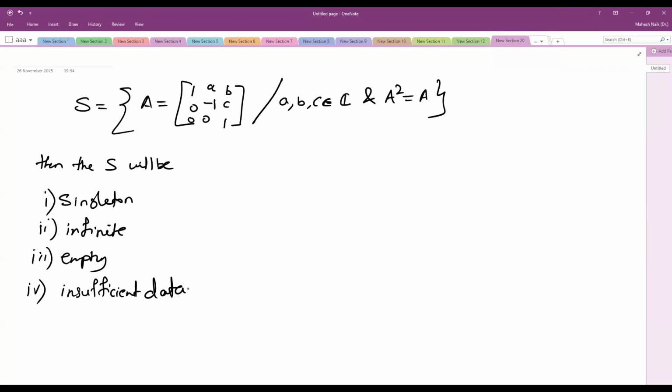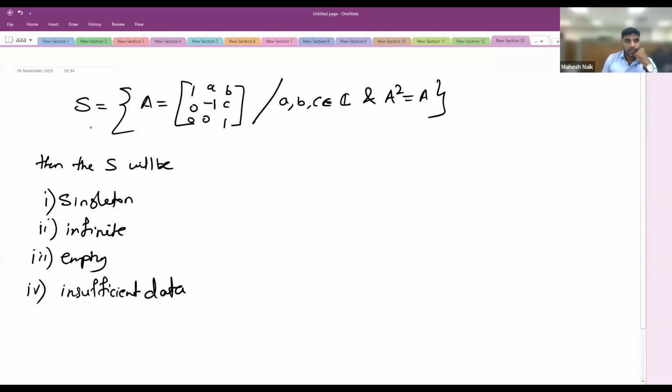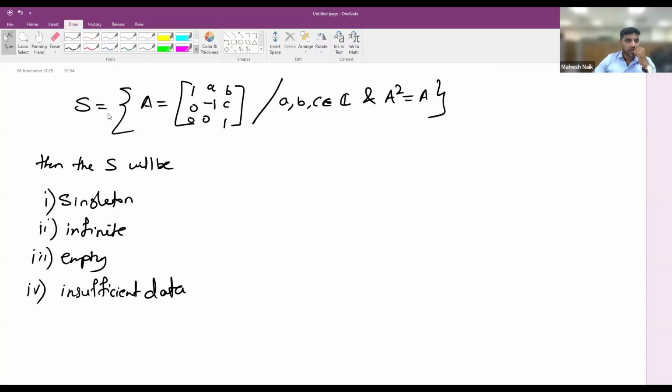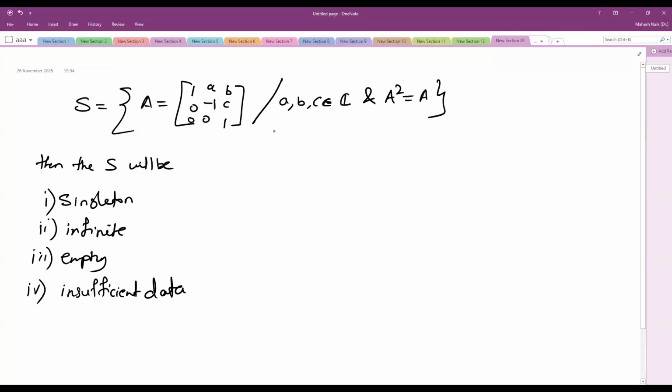Sir, empty. Why? Sir, as we can see, the matrix is an upper triangular matrix, and so the determinant will be nothing but the product of the diagonal elements. So the product is -1.